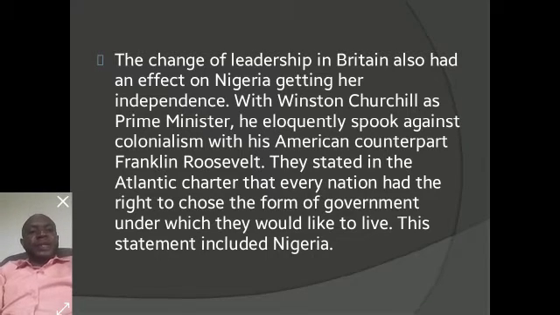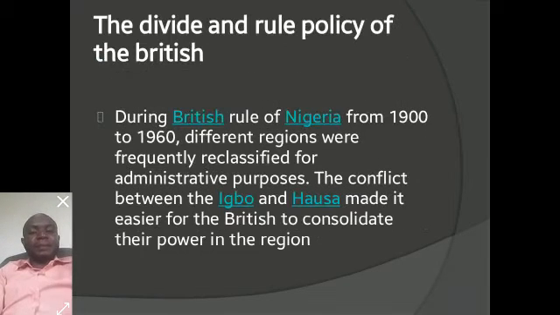So the change of leadership in Britain also had an effect on Nigeria getting her independence. With Winston Churchill as Prime Minister, he eloquently spoke against colonialism with his American counterpart Franklin Roosevelt. So they stated in the Atlantic Charter that every nation had the right to choose the form of government under which they would like to live. So this statement included Nigeria, because Nigeria was under colonial rule at that point in time.